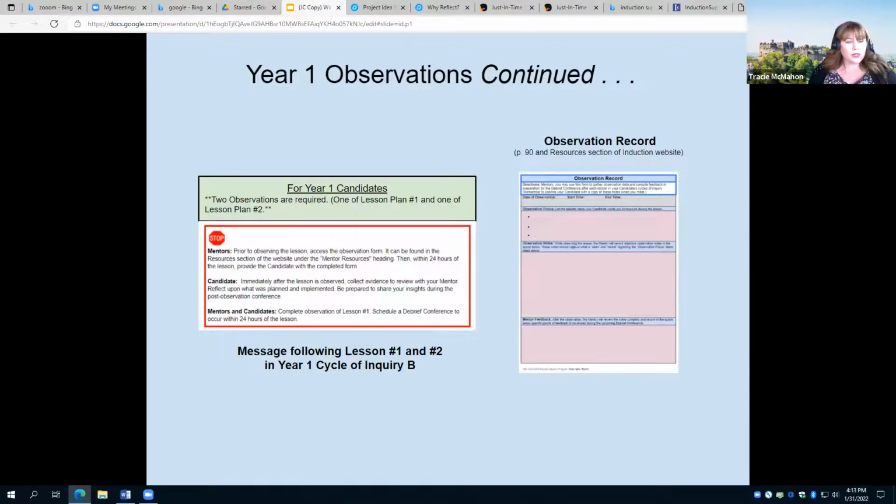Year 1 observations, this is what it looks like. This is what I was talking about for the observation record. Again, not required. You're not giving that to us, but that is a good thing to give to the candidate, if possible.